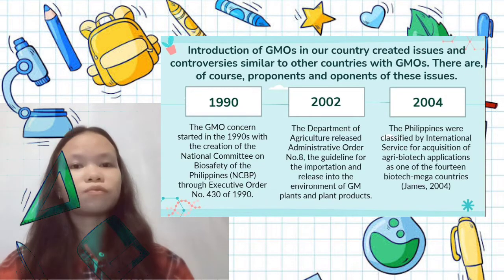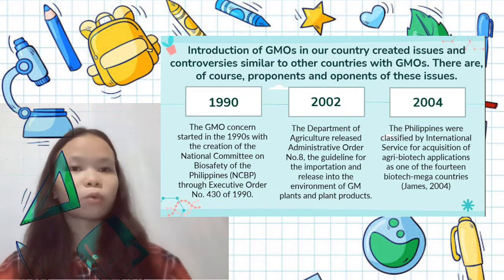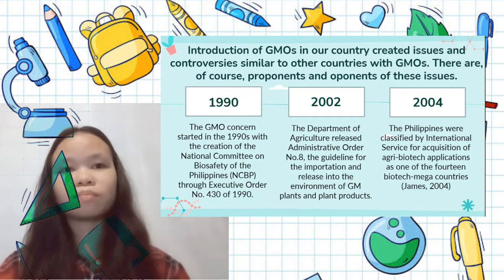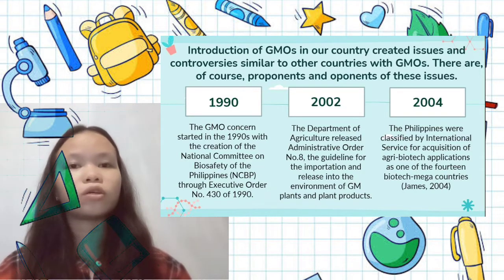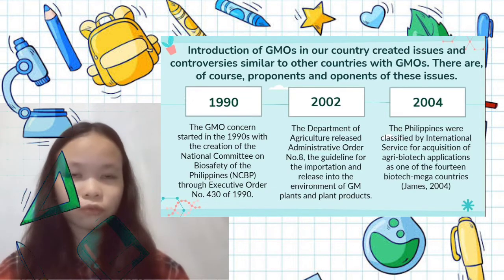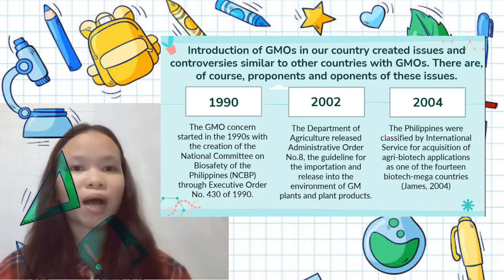So in 2004, the Philippines was classified by the International Service for the Acquisition of Agri-biotech Applications as one of the 14 biotech mega countries, according to James 2004. The country grew 50,000 or more hectares of GMO crops annually. And in the same year, June 30, Senator Juan Flavier filed a bill on the mandatory labeling of foods and food products with GMO. However, the Senate did not pass the bill.